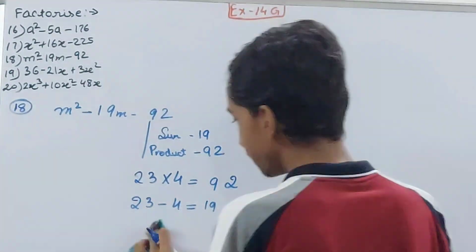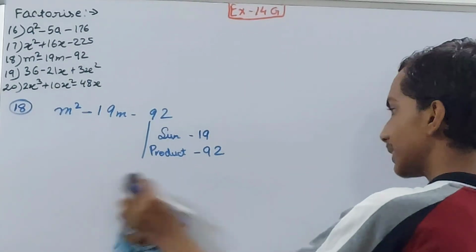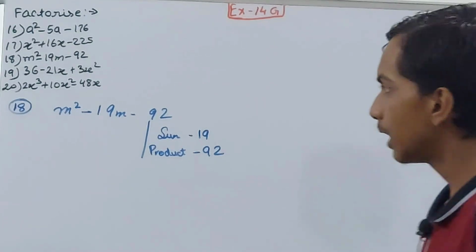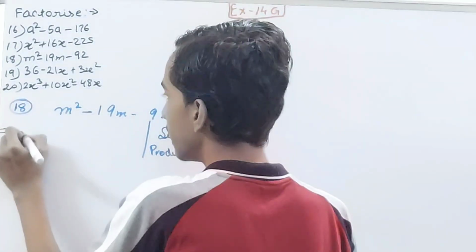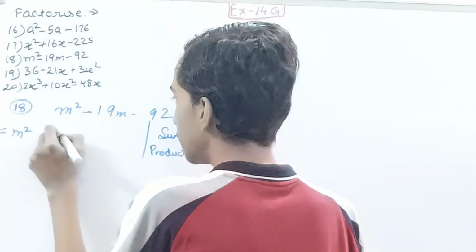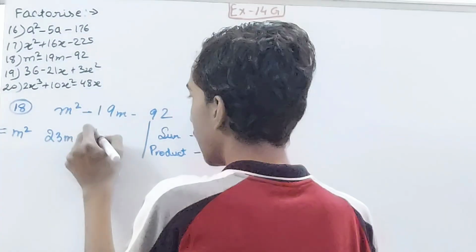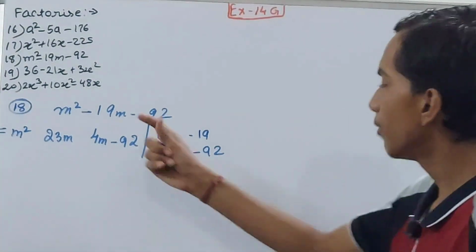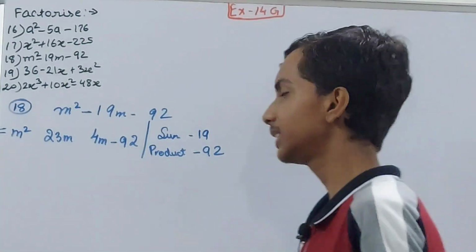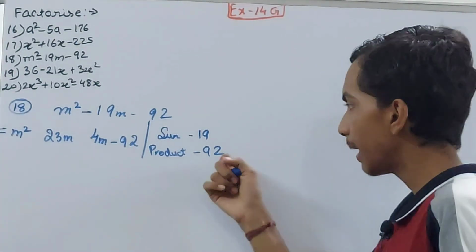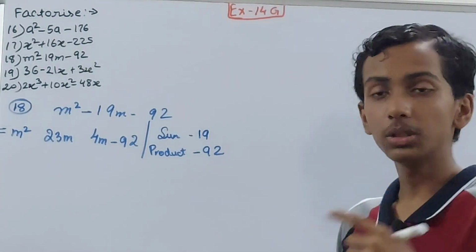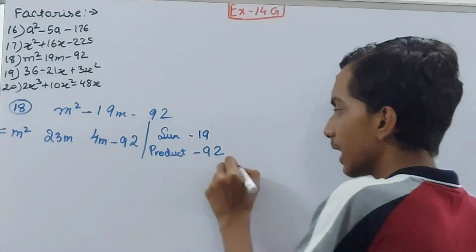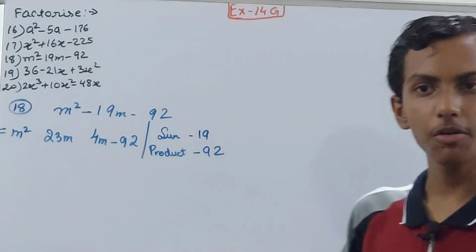But again, this is not right. Okay, we have to give the proper signs. So it is clear we have to choose 23 and 4. That is very clear. Now see, we will give the signs also. m square and then 23m and 4m and then minus 92. Now see here, we want minus 19m. So that means the sum is negative, and the product is also negative. So the only condition is that one term has to be plus, one term has to be minus, right? Because then only our product can be negative. Plus into minus is only going to give you minus, right?